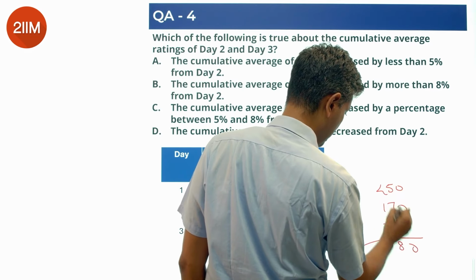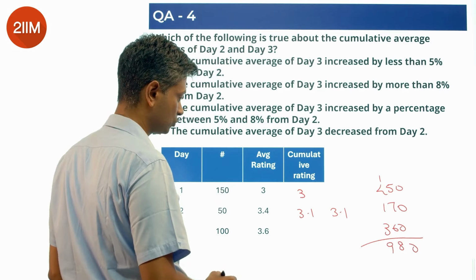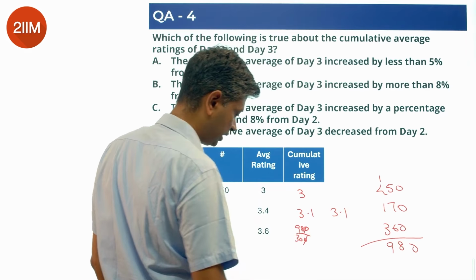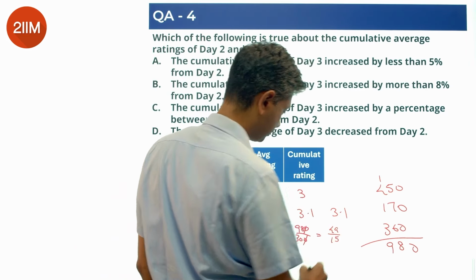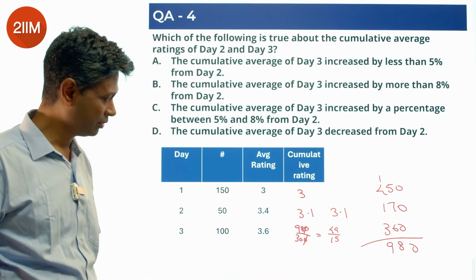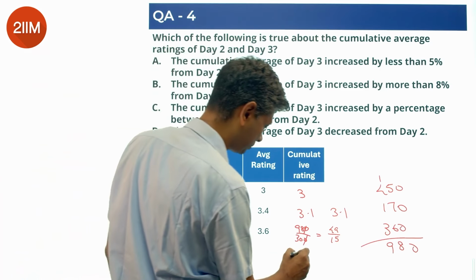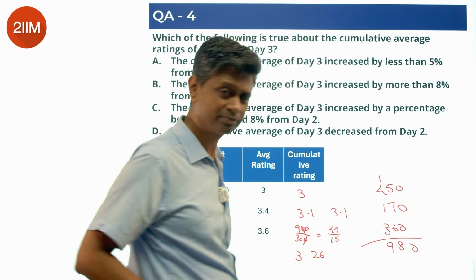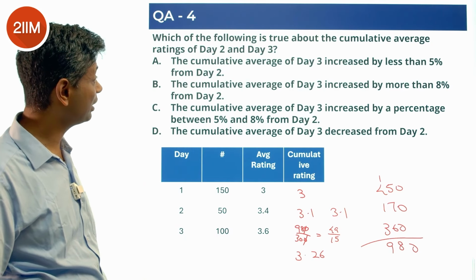That gives 980 divided by 300. So cumulative rating is 980 by 300, which is 98 by 30, which is 49 by 15. 3, 4 by 15. What decimal is this? It is 3.4 by... 3.26 something. Nice. The cumulative average of day 3 increased by less than 5% from day 2.